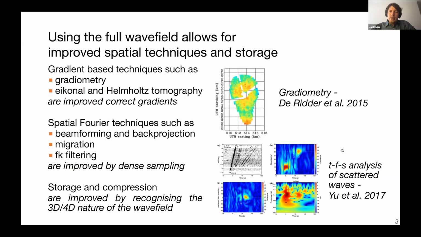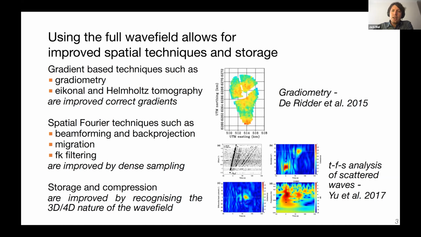This is time frequency slowness analysis of scattered waves by one of the postdocs in Zhongwen's group, Zhenchen Yu, where he found this conversion from body to Love waves within the inner borderland of Southern California. And this sort of work requires a dense spatial array to get the sort of K-space resolution that is required to see this scattering.